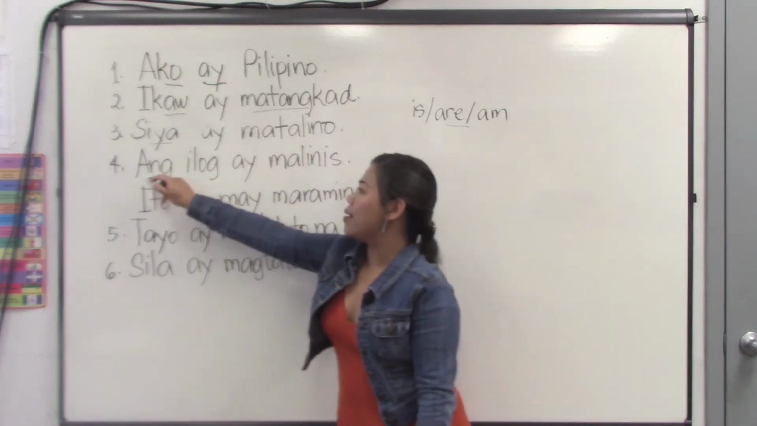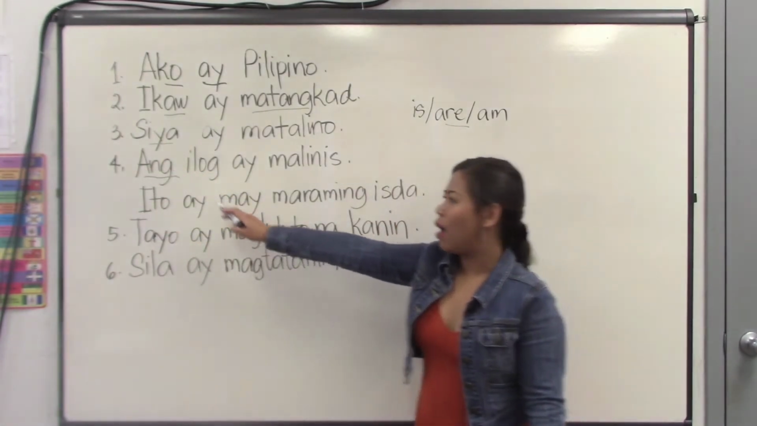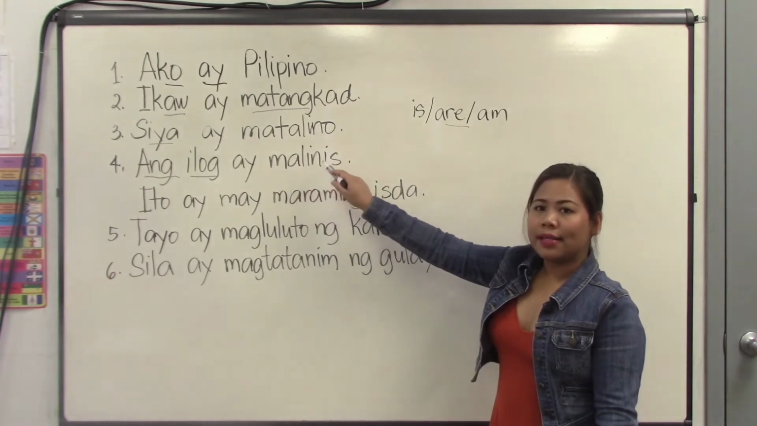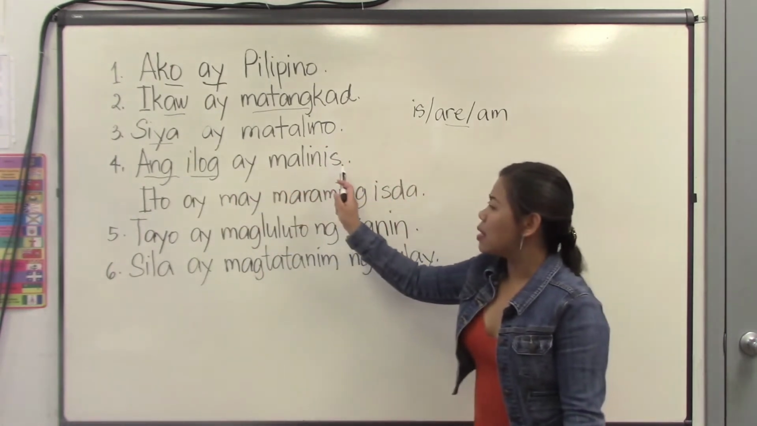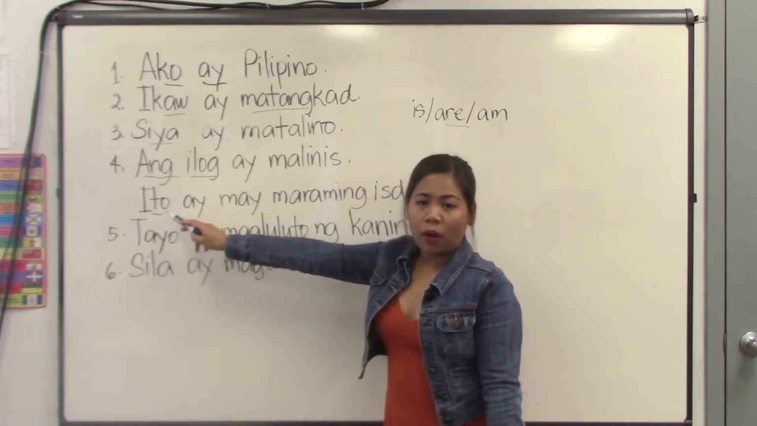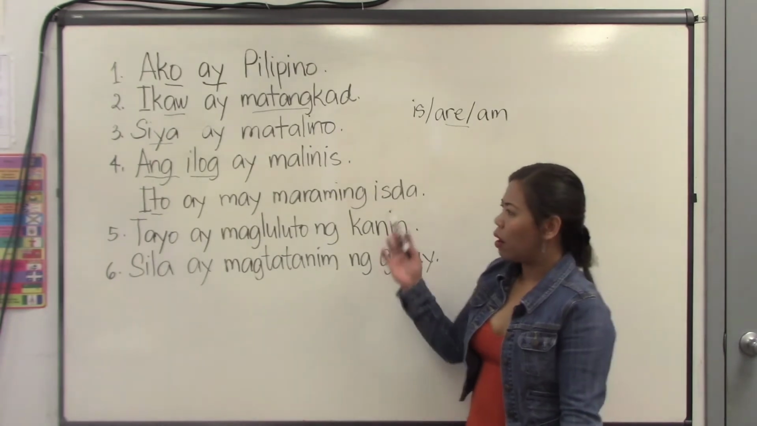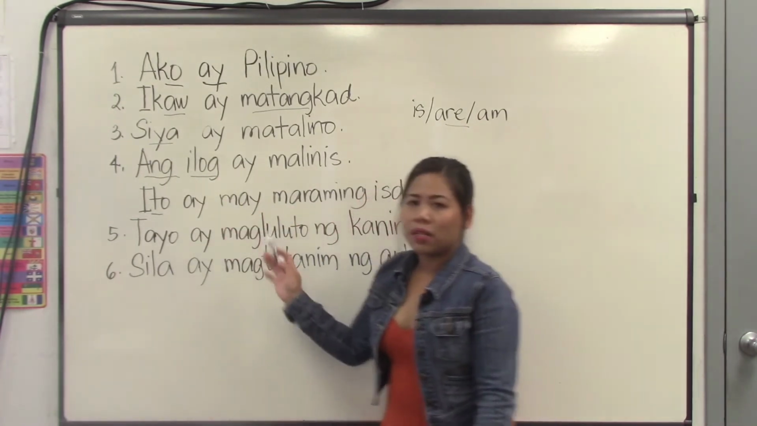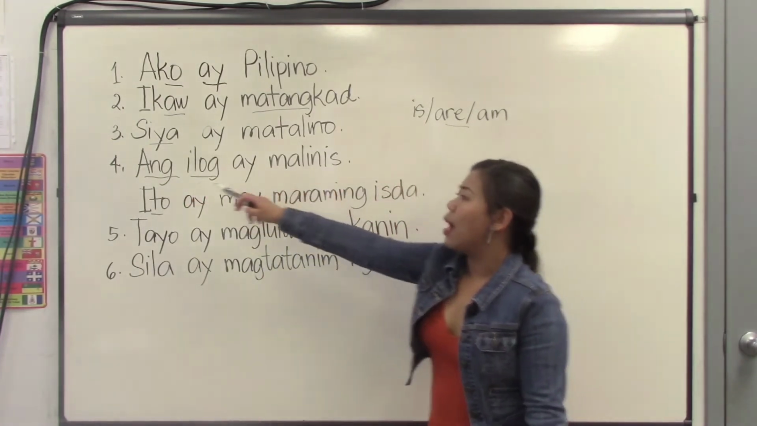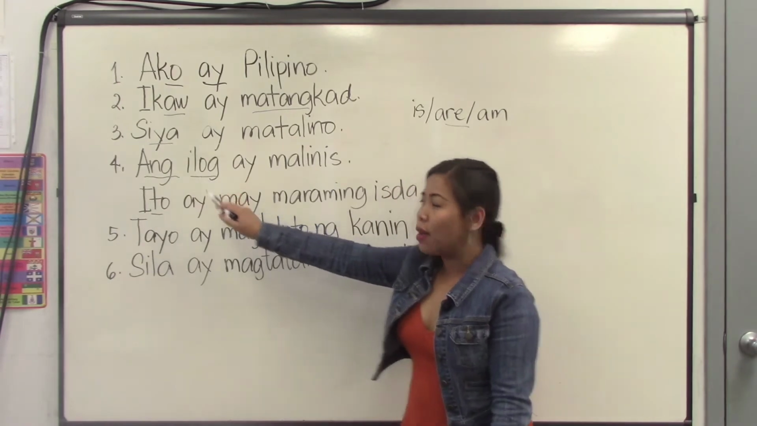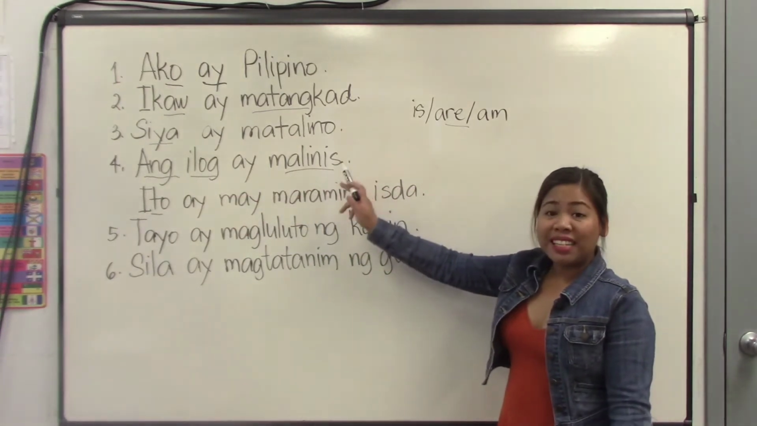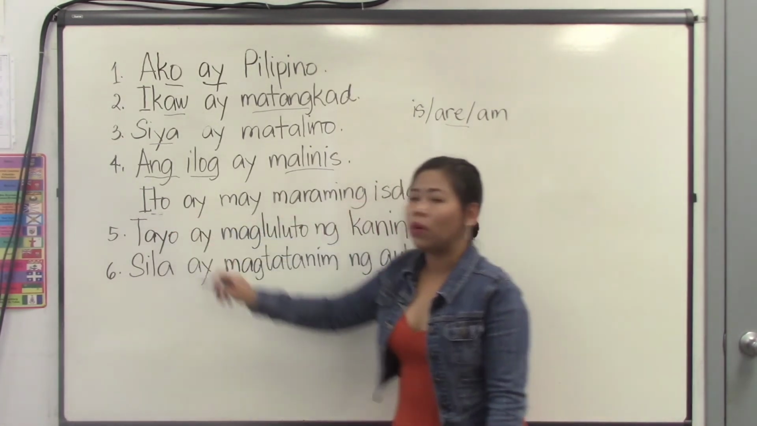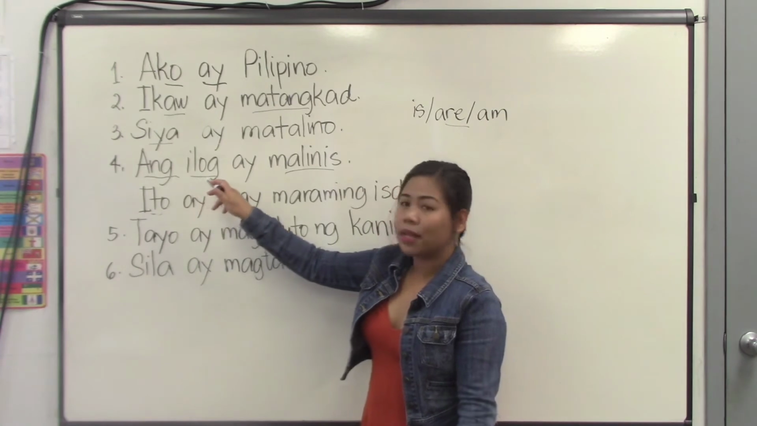Alright, next one. Ang, I already mentioned this one. This is an article, the. Ang ilog. Ilog is river. Ay malinis. Malinis is clean. Now, I wrote this sentence so that I could use the pronoun ito. It means it. In Filipino, we can't just use it directly. We need it to be used as a reference for the previous subject. So, in this sentence, ang ilog, our subject is the ilog, the river. It says, ang ilog ay malinis. Malinis is clean. The river is clean. And then in the next sentence, we can use ito so that we would know that ito is still the river that we are talking about.